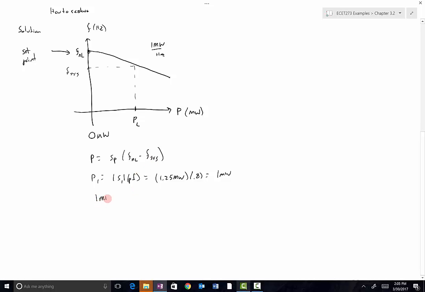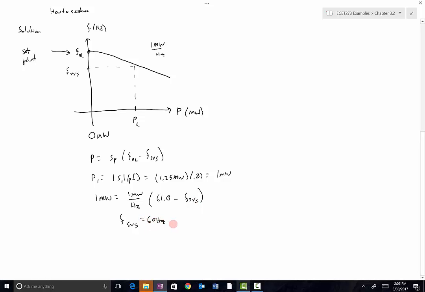saying 1 megawatt is equal to 1 megawatt per hertz times 61.0 minus the system frequency. And FSys again just stands for what frequency the system is operating at with that load right there. So you solve that. For FSys, you just need to divide both sides by 1 megawatt per hertz and subtract off 61, and you get FSys as 60 hertz.